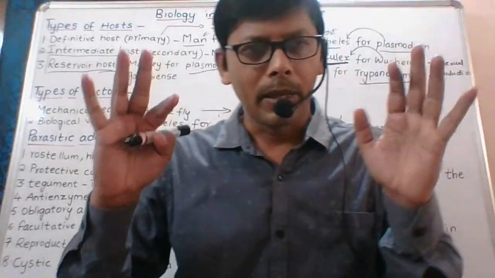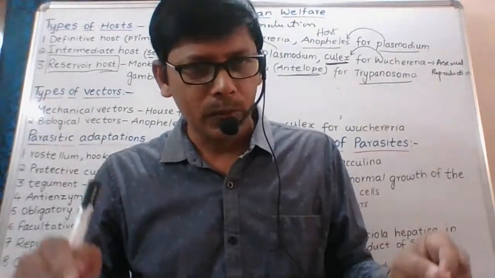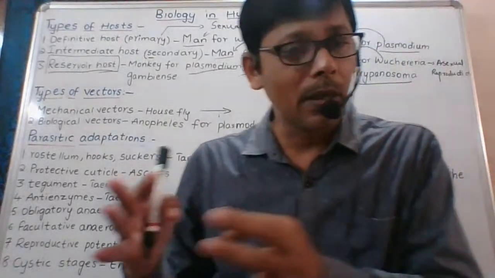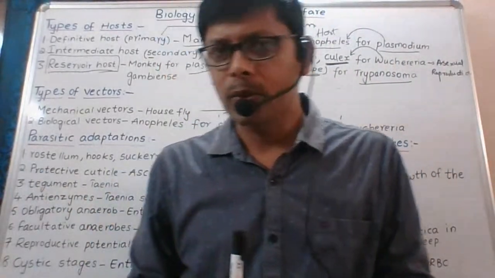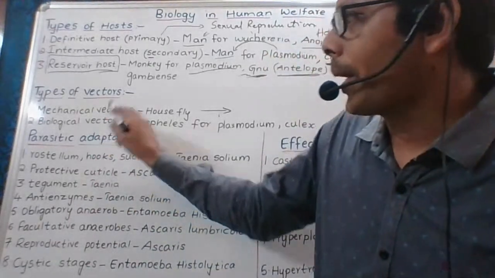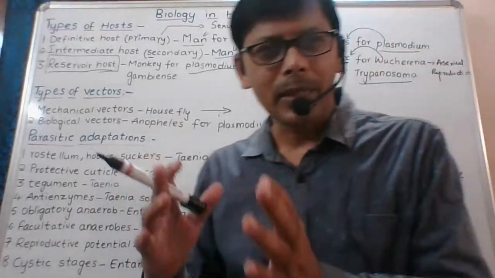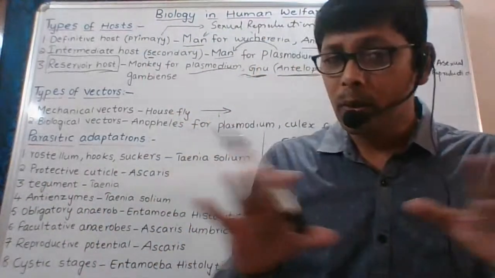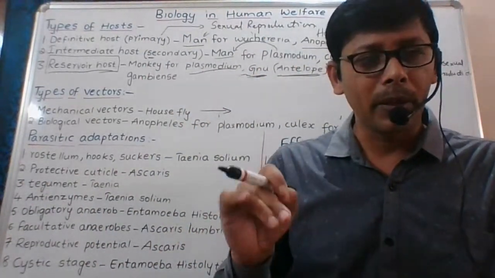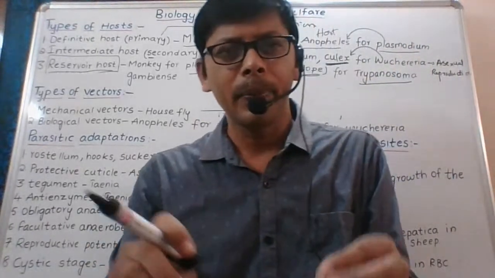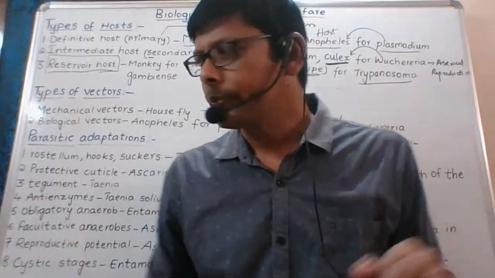Okay, here no development takes place, neither in the cockroach nor in the housefly. Such vectors are called mechanical vectors. They are transferring the pathogen, but no development of the pathogen takes place in the cockroach.